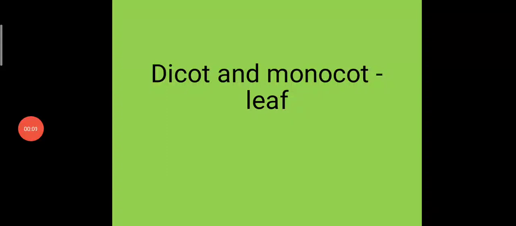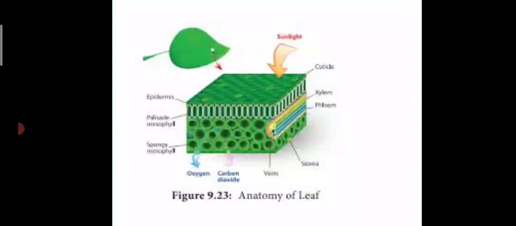Good morning, students. In this video, we are going to discuss the anatomy of dicot and monocot leaves. In the previous videos, we have dealt with the anatomy of stem, both monocot and dicot stems, and roots. So now comes the leaf.